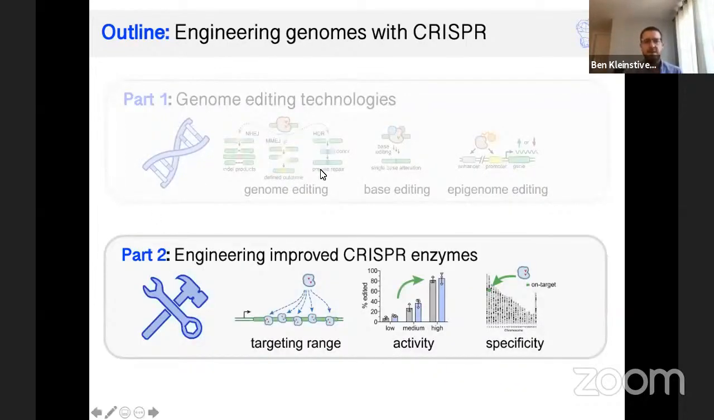Okay, so that's just a brief introduction to lots of the different platforms that exist for genome engineering. And I'll now tell you about some of the work that I did both as a postdoc and now in my lab, where we're using protein engineering to enhance different properties of these CRISPR enzymes.